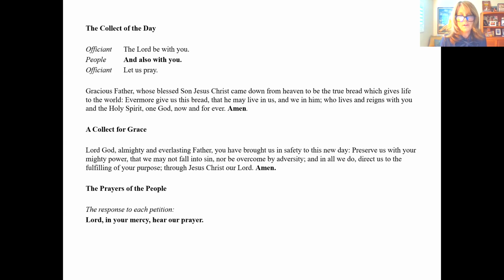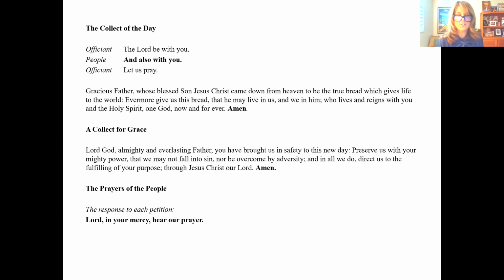For those in authority, including our president, who are leading our nation and shaping policies in this essential time of need, that they make wise decisions for the well-being of all people, we pray. Lord, in your mercy, hear our prayer.